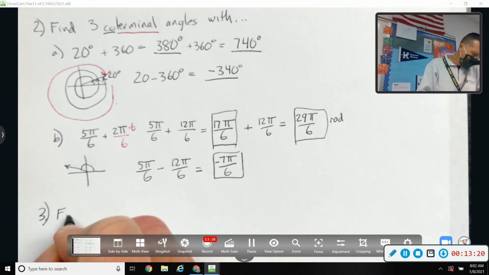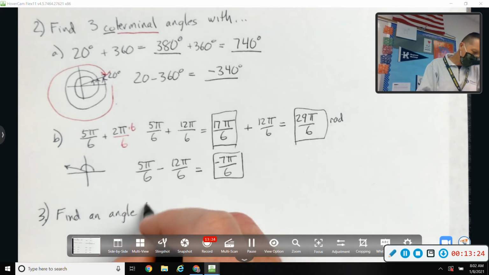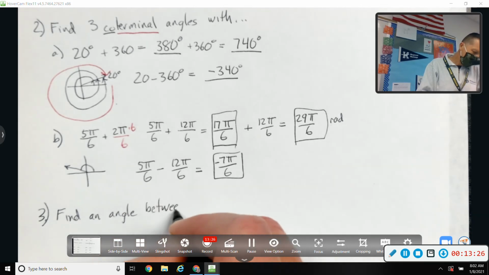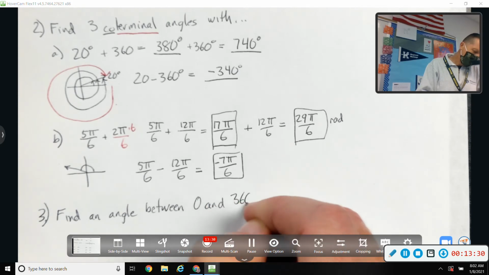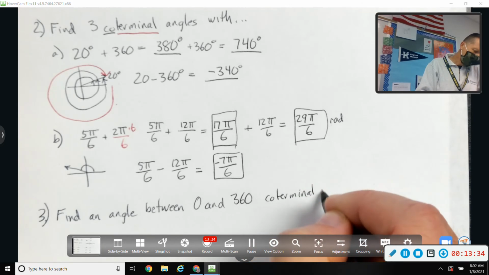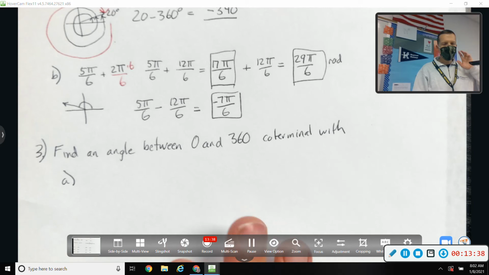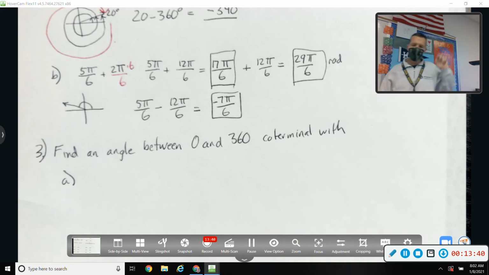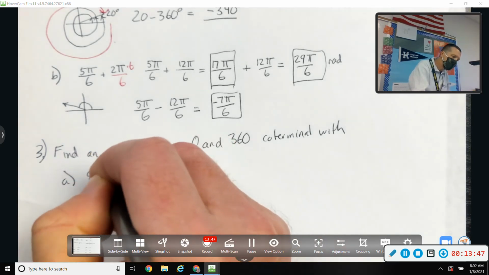Number 3. Let's find an angle between 0 and 360, coterminal with, say, 853 degrees.